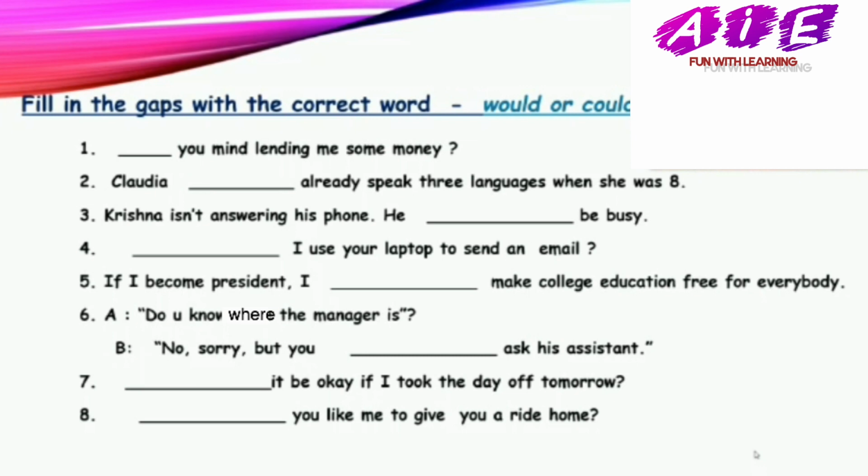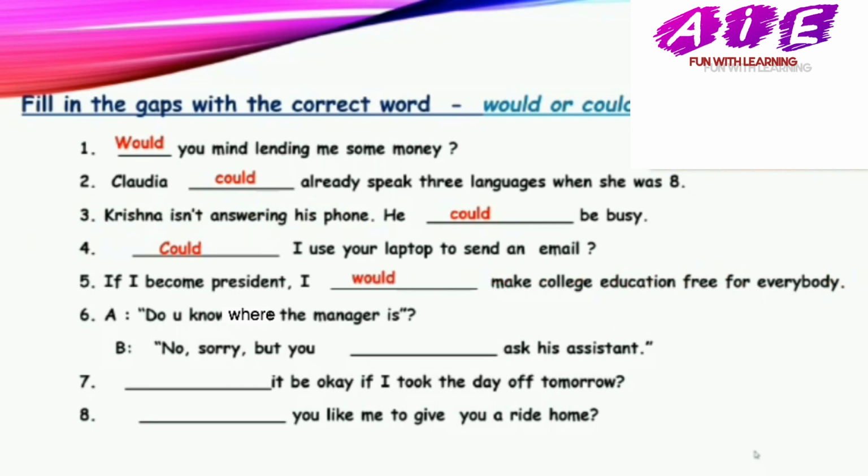All right, children, here are the answers. Would you mind lending me some money? Claudia could already speak 3 languages when she was 8. Krishna isn't answering his phone. He could be busy. Could I use your laptop to send an email?